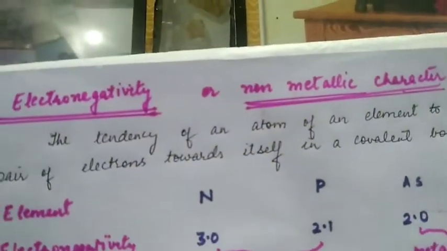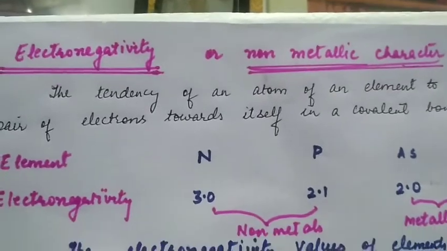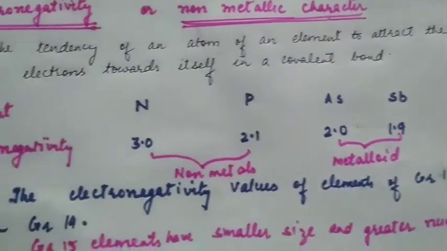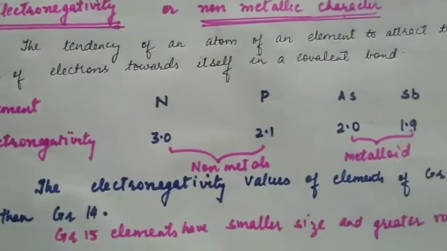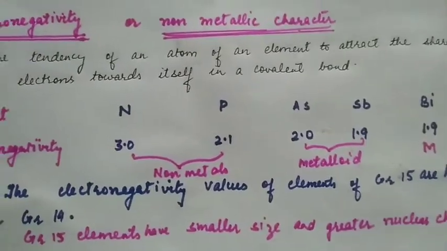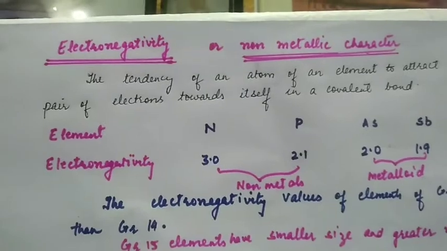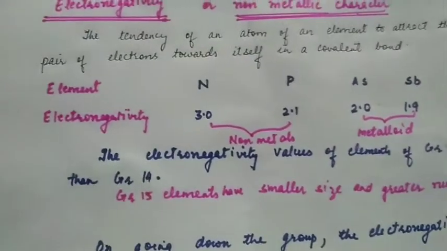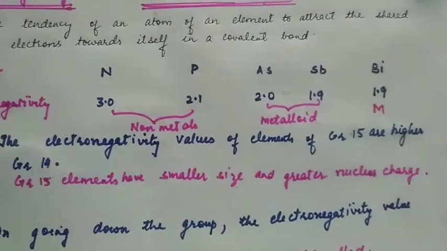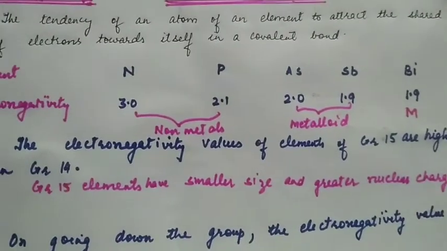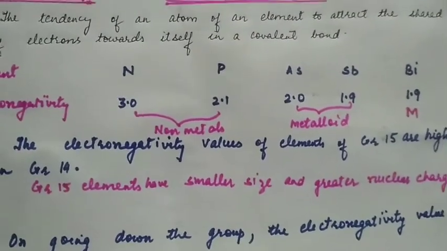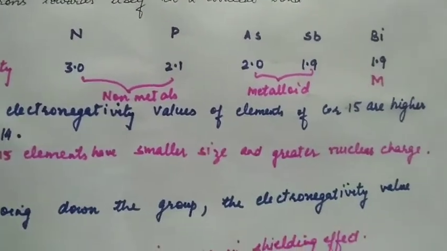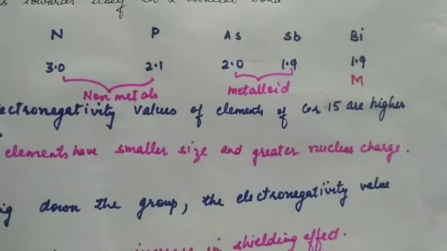Next property is electronegativity. The tendency of an atom of an element to attract the shared pair of electrons towards itself in a covalent bond is called electronegativity. On the Pauling scale, the electronegativity values of the nitrogen family are: nitrogen, the highest, 3, phosphorus 2.1, arsenic 2, antimony 1.9, bismuth 1.9.